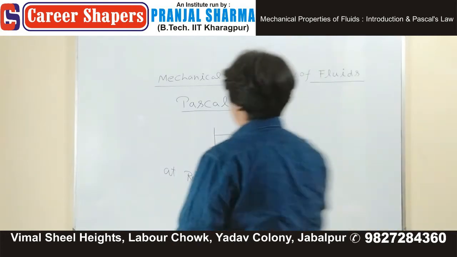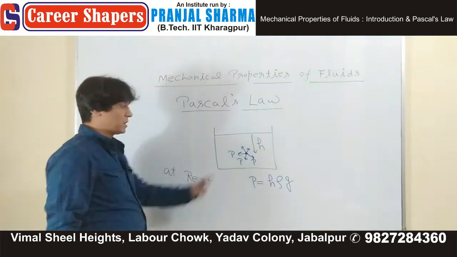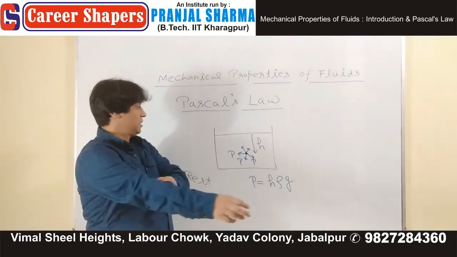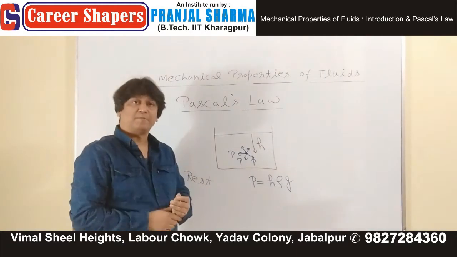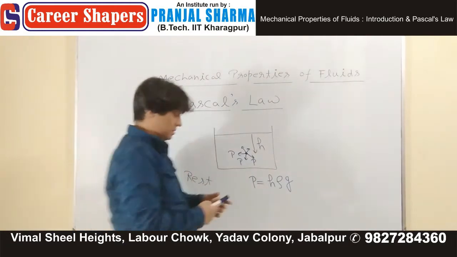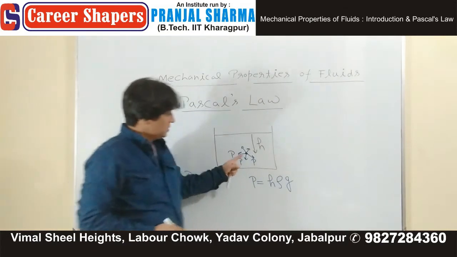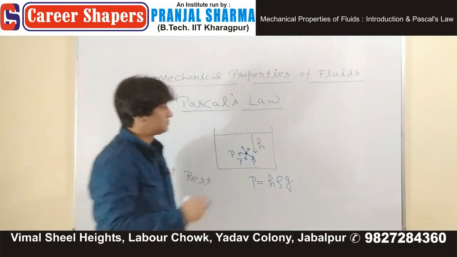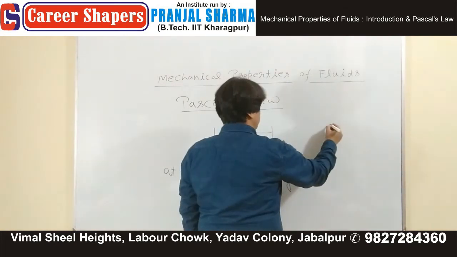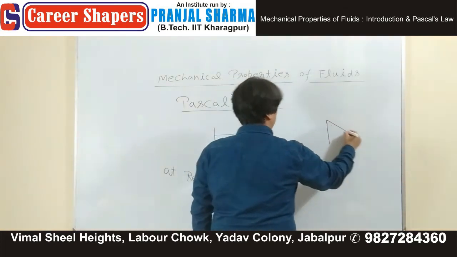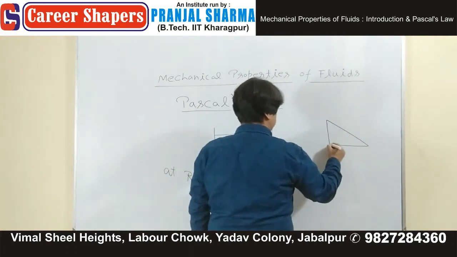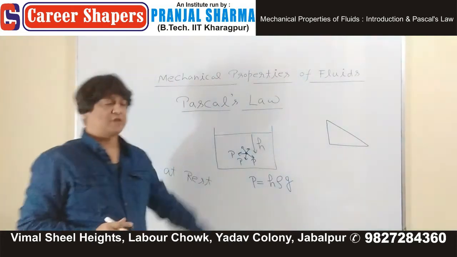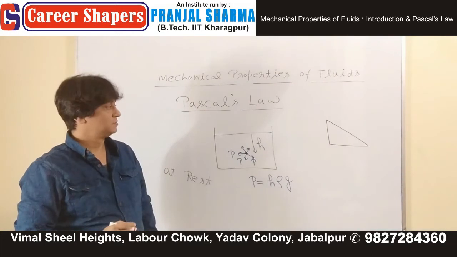Now let's see how we can prove that pressure is same everywhere. And what does it mean when I say pressure is same everywhere? This small place, let's draw this small place in the form of a triangular prism. And you're looking at the side view of the triangular prism.